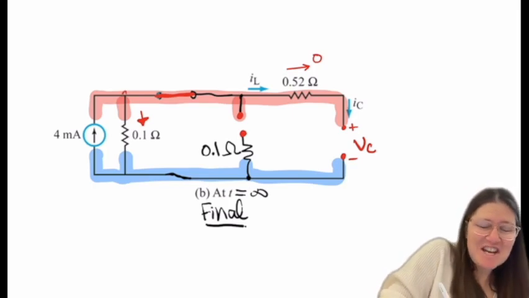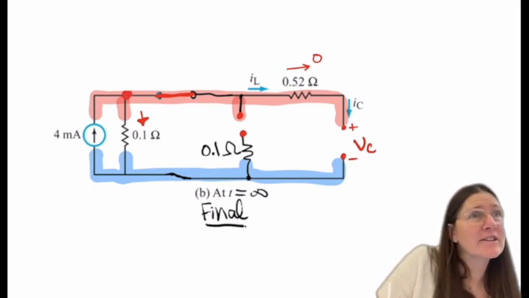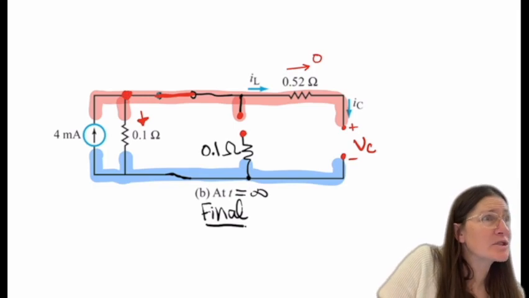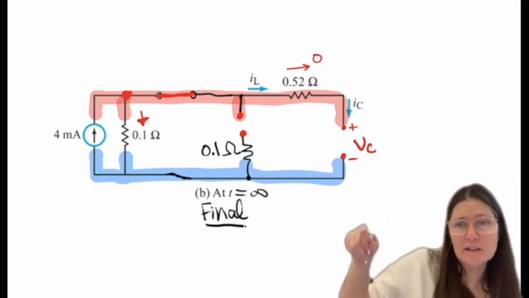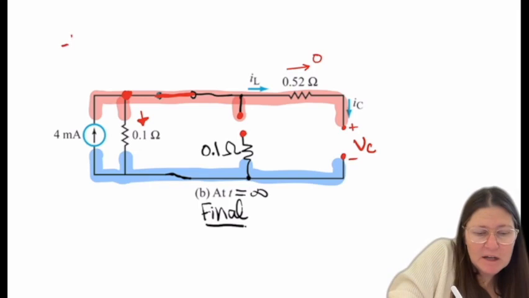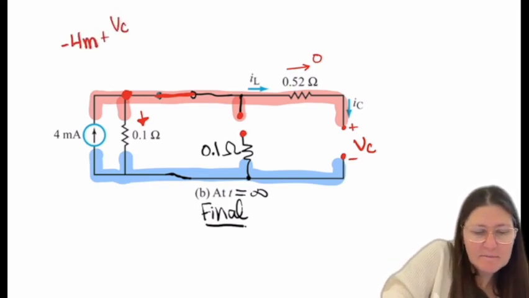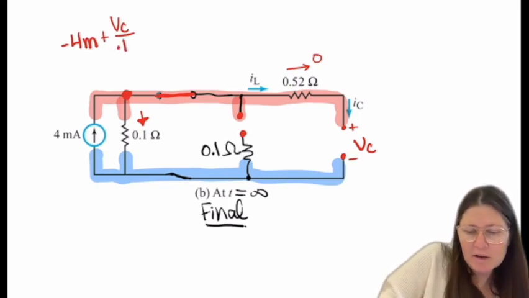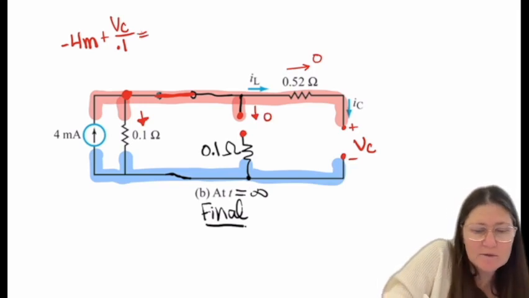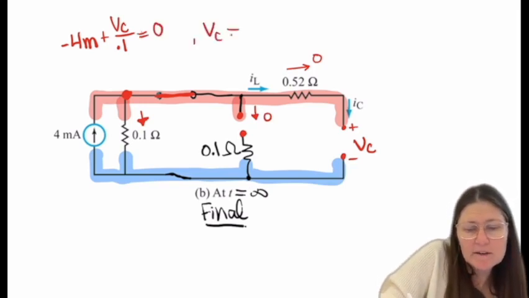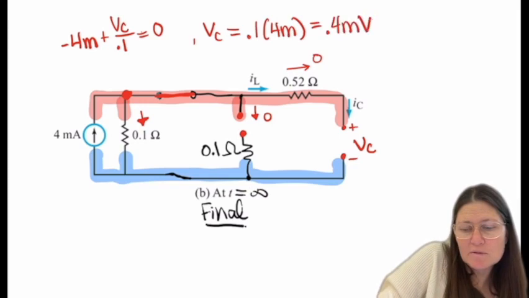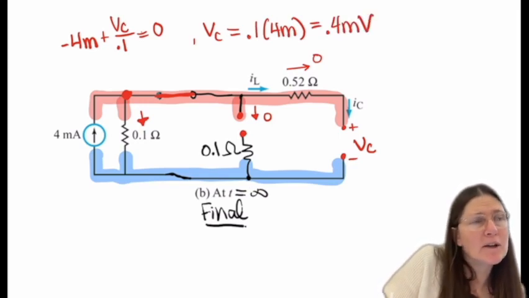Sorry. No worries. Again, I don't see it, obviously, and so I'm going to go back to node voltage. So if all the top node is the same, then my equation will be minus 4 milli, and then I'm just going to call this VC again. VC over 0.1. There's no current here, and there's no current there, so that equals 0. So here I can solve to give me 0.4 millivolts. And that's my end value.